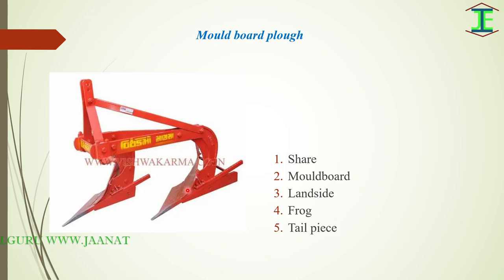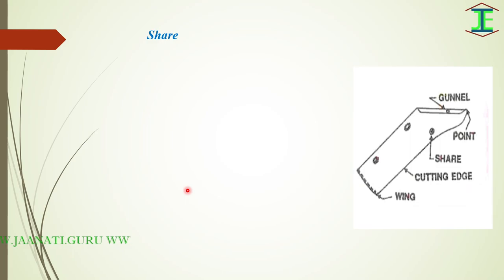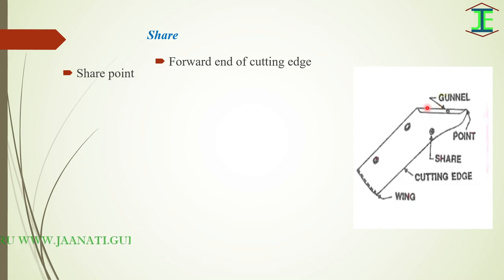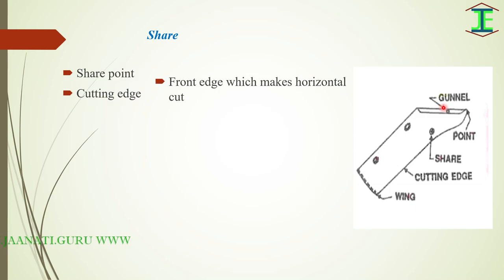Tailpiece. Tailpiece is an adjustable extension. When we need it, we will use the tailpiece. It is an adjustable extension only. Share. This part is the share. Parts of the share. Share point. This is the share point which goes into the soil and makes the furrow slice. This forward end of the cutting edge is called the share point. Cutting edge. This whole part is called the cutting edge. This is the front edge which makes the horizontal cut in the soil.